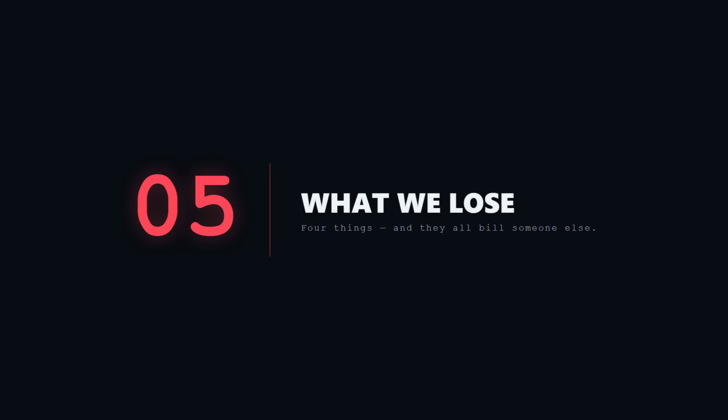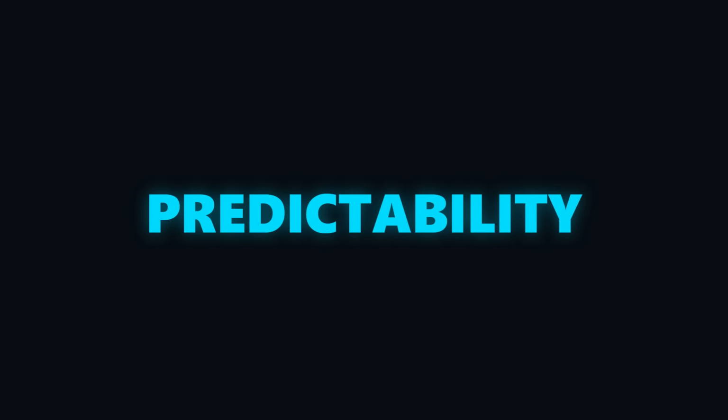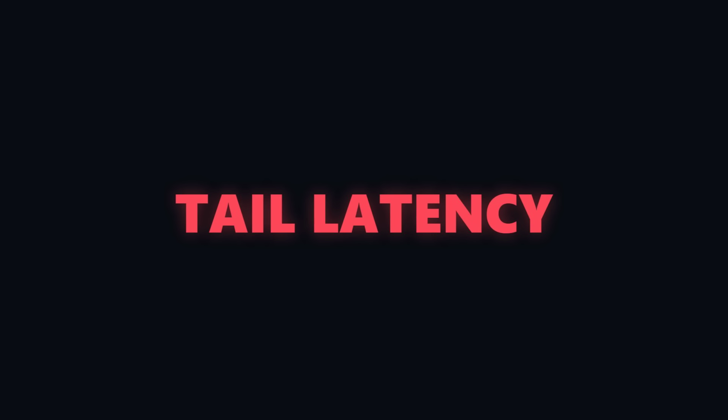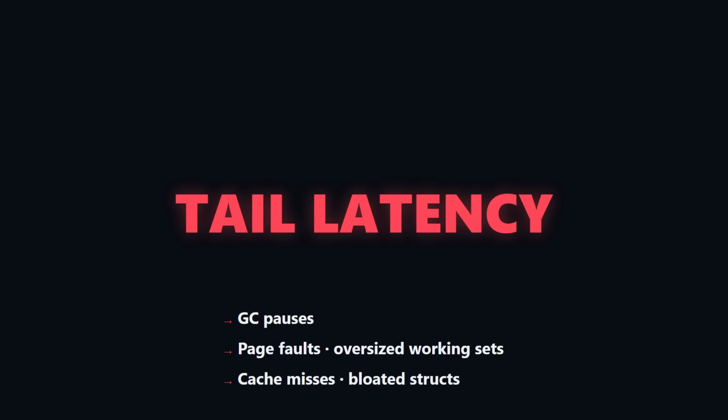So, here's what we actually lose. Predictability. A program with no dynamic allocation has bounded behavior. You can prove it won't run out of memory. You can prove its latency. Modern code can't make either claim. Tail latency. The 99th percentile request is what kills your business. GC pauses, page faults from oversized working sets, cache misses from bloated structs, all of it murders P99. Lean code has a tighter distribution.